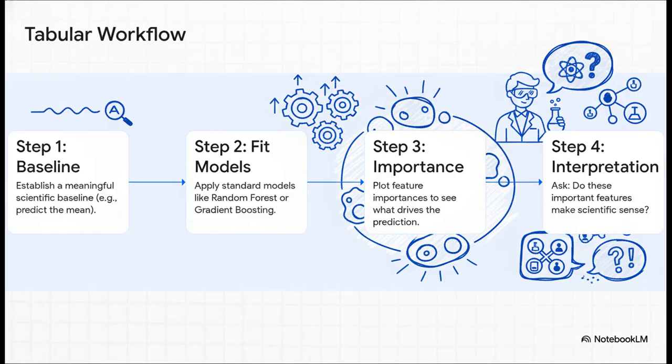So the workflow for this is pretty robust, a great place to start. First, you've got to set up a simple baseline, something to beat, like just guessing the average every time. Then you bring out the standard workhorses, models like random forests or gradient boosting. But honestly, the most critical step, the one you can't skip, is the last one. After the model spits out what it thinks are important features, you, the scientist, have to step in and ask, does this actually make any sense based on the chemistry or physics I know?